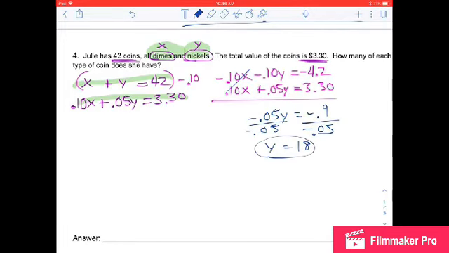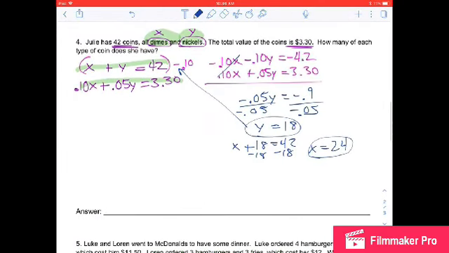Okay, well, look at what we have. I had a total of 42 coins. So x plus 18 equals 42. Subtract 18, I get x equals 42 minus 18, which is 24. Okay, so if those are my two amounts, now we need to make sure we understand what that means, write it out in a complete sentence.